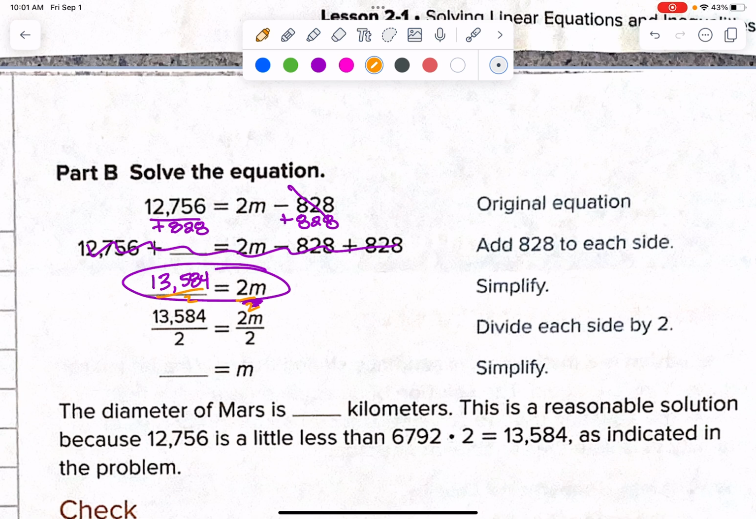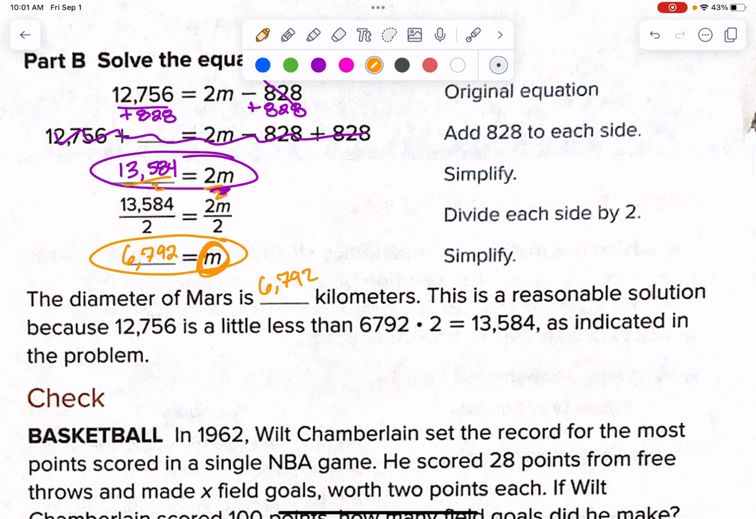13,584 divided by 2 is 6,792. So that is the diameter of Mars, because that's what we said m was. M was 6,792. Okay, now, they say this is a reasonable solution because 12,756 is a little less than twice what Mars was.